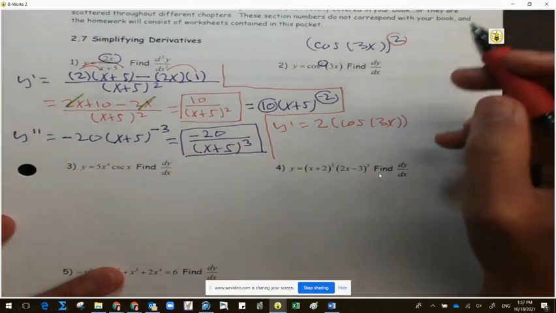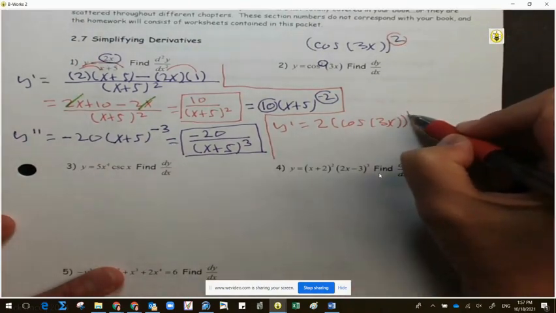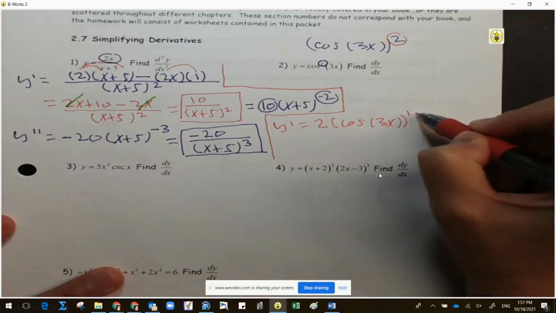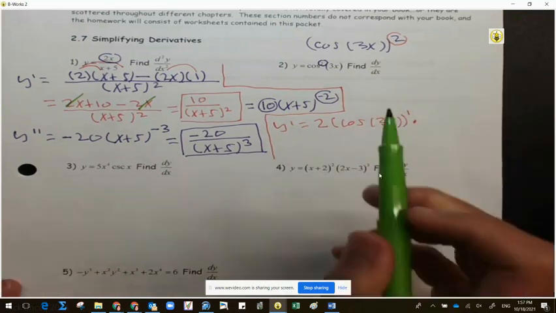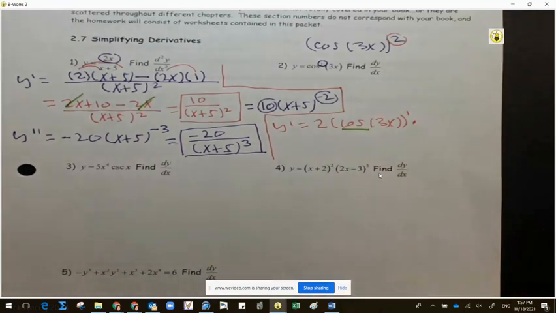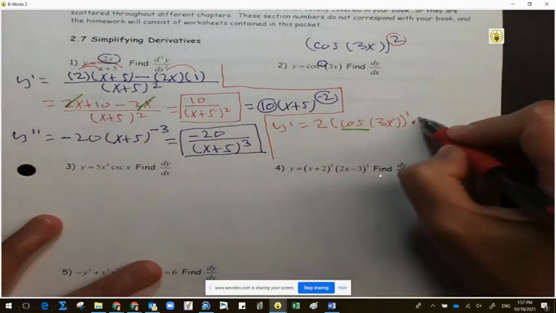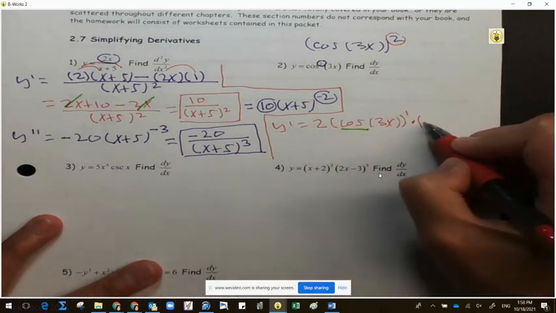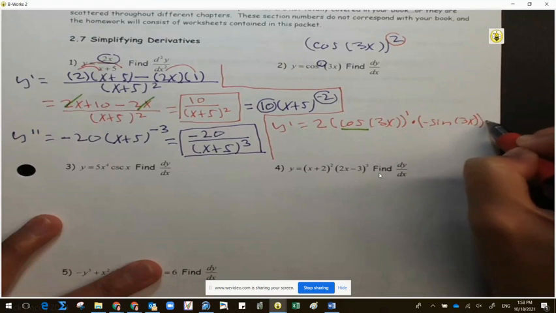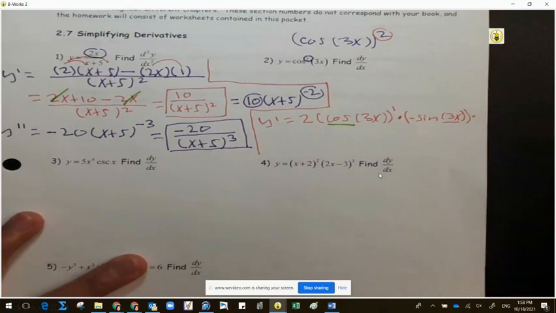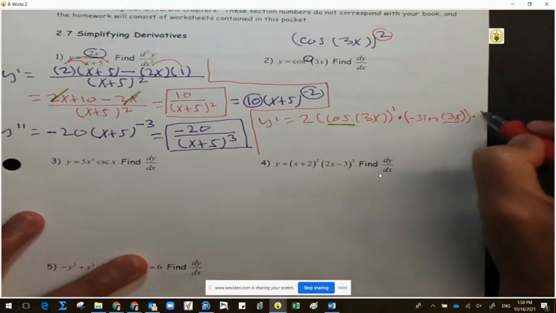And 1 less of that 2 is how many? If you want to write 1, go for it. If you don't want to, you don't have to. So then we're going to go to the inside. What is the derivative of cosine? Negative sine. And of the inside of that one, we're not going to mess with. So now, when I derive the very, very inside, what is the derivative of 3x?